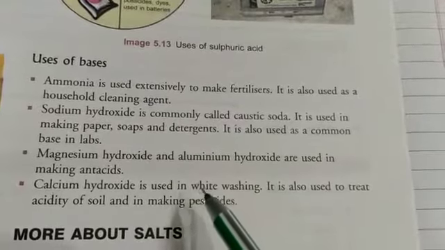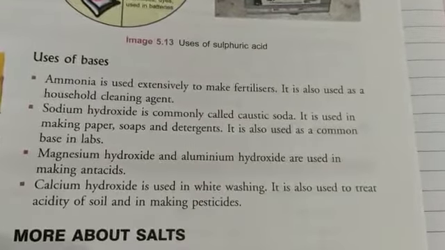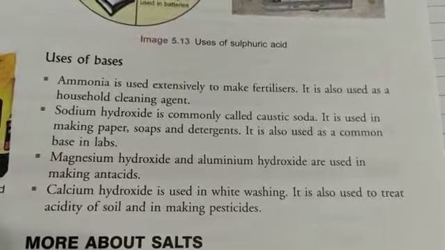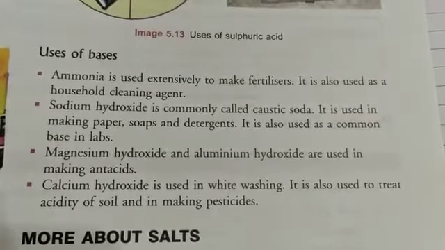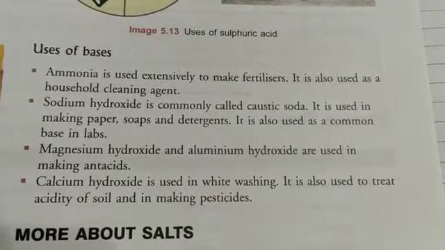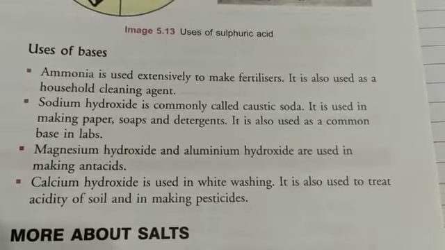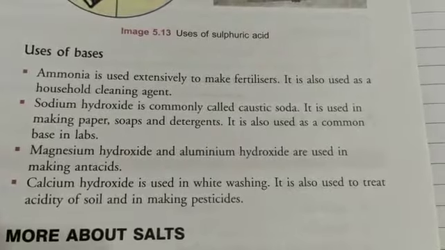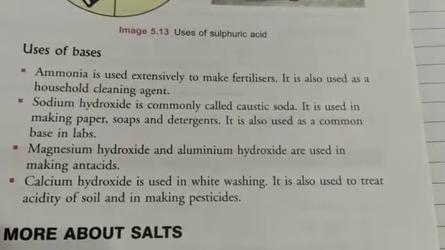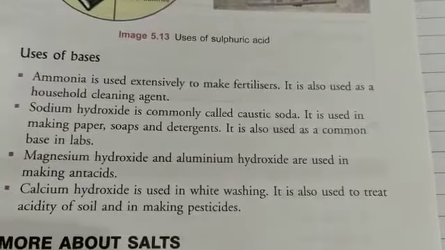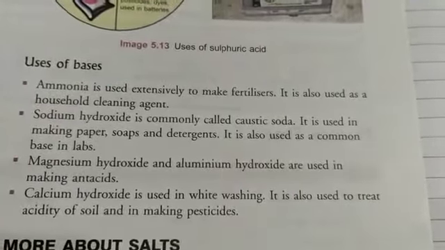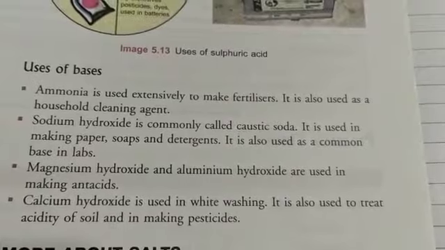Magnesium hydroxide and aluminum hydroxide are used in making antacids. Magnesium hydroxide is also known as milk of magnesia. Then calcium hydroxide is used in whitewashing. It is also used to treat acidity of soil and in making pesticides. So like acids, some bases are also very useful for us, and these are the uses of acids and bases.